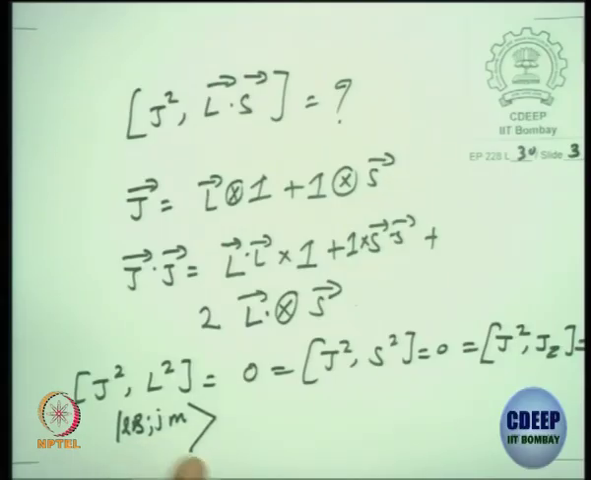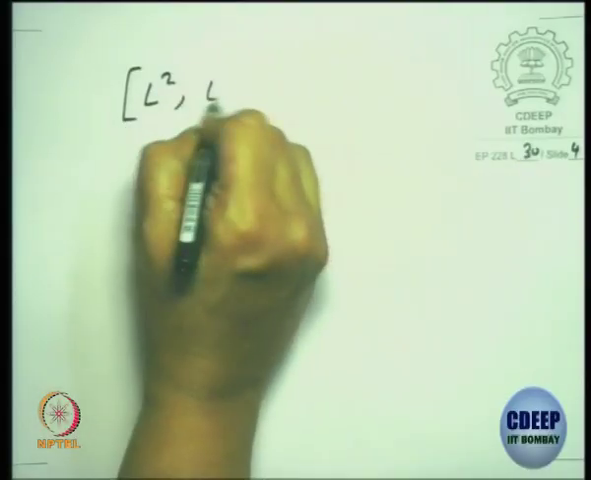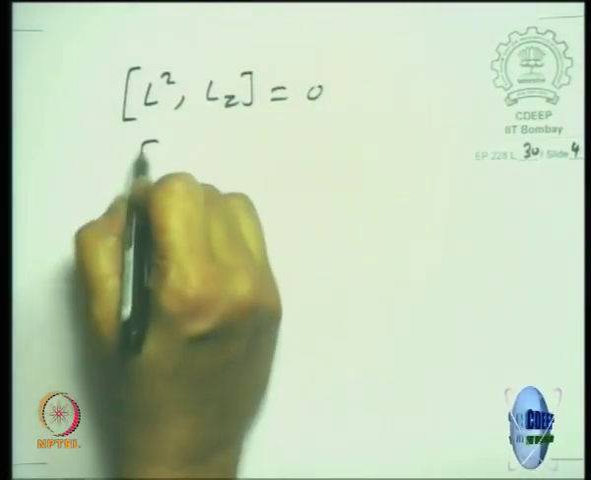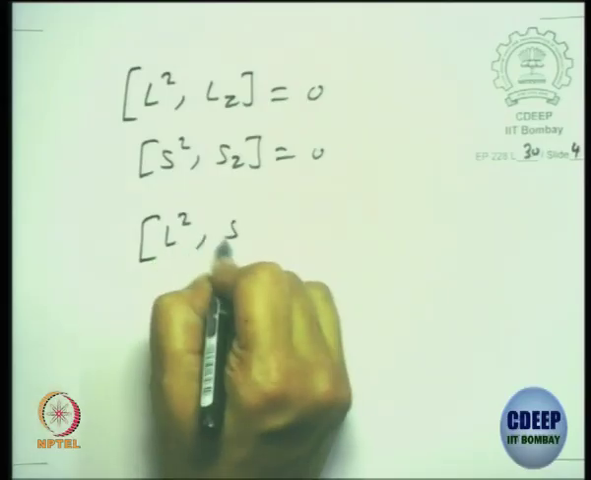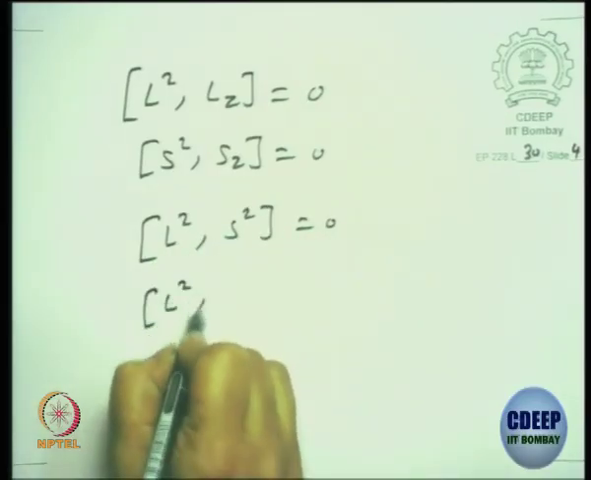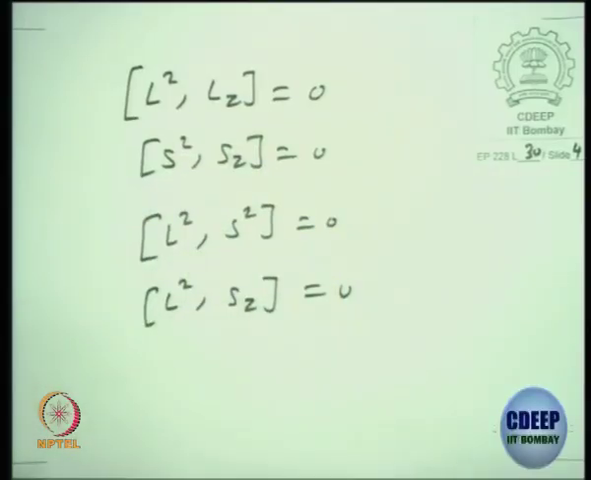This is a shorthand notation of writing a simultaneous eigenstate for this compatible set. So we have written a total magnetic quantum number here. We have not written them separately, that is not there in this set. What is the other set possible where we can get the magnetic quantum numbers? We also know L squared, Lz commute. We know S squared, Sz commute. We also know L squared with S squared commute. L squared with Sz commute. Is this also a compatible set?